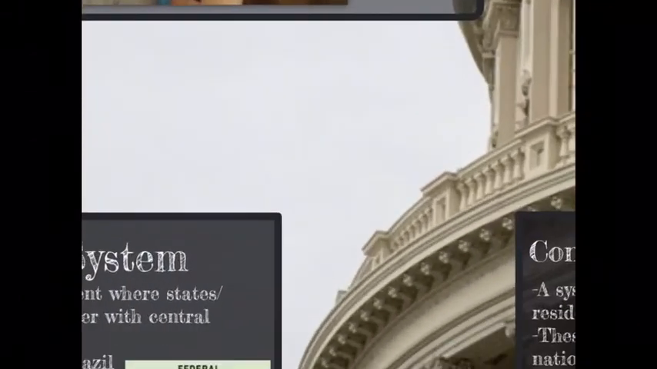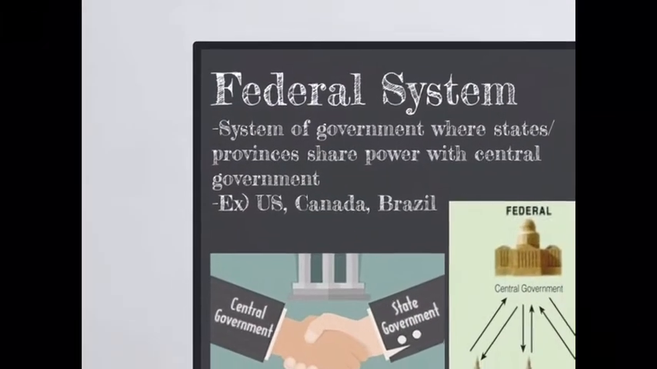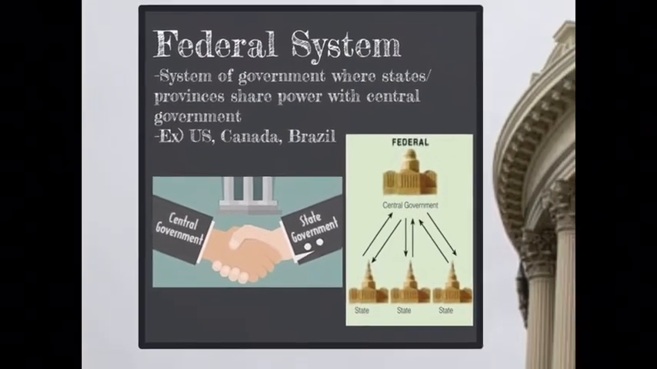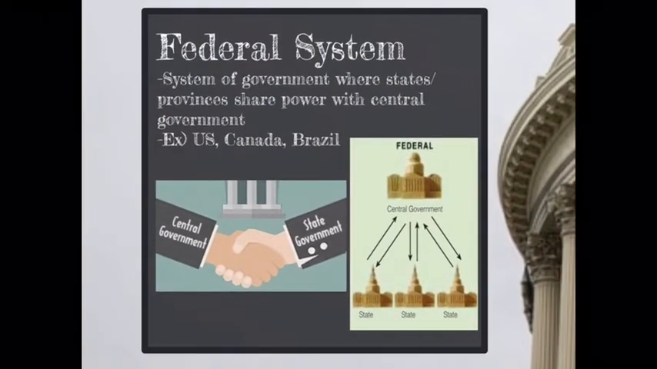And then one of the opposites, not the opposite, really, because we're going to talk about confederal in a second, but there's also the federal system, okay? This is the second system of government. And a federal system is where states or provinces or local governments share power with central governments. The United States is an example of this. They have a federal or national government, but they also have state governments, and the central government has some powers, and state governments have some powers. According to the Constitution, the federal government can't do whatever it wants because some powers are reserved to the states.